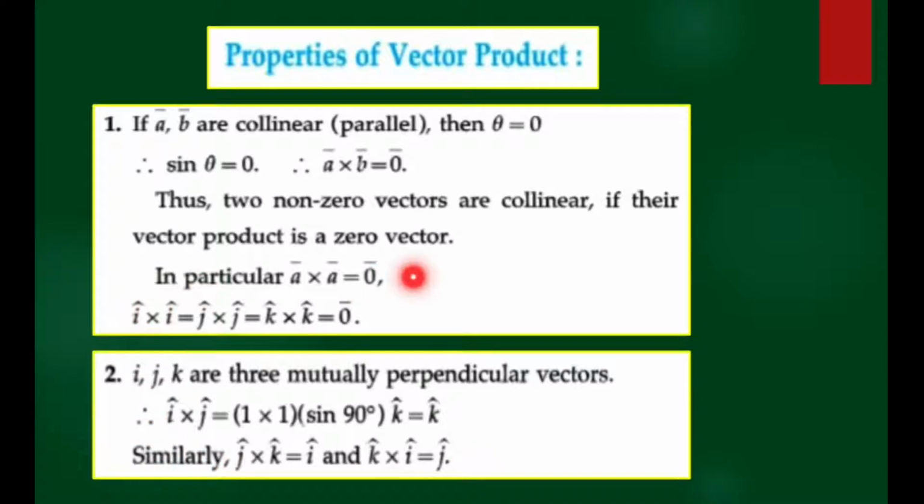When we consider this cycle in clockwise direction, then we get the positive value. When we consider in anti-clockwise direction, we get the negative value. That means when we take k cap cross j cap, then we get that value as minus i cap.